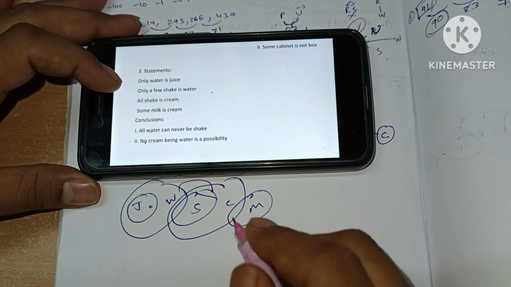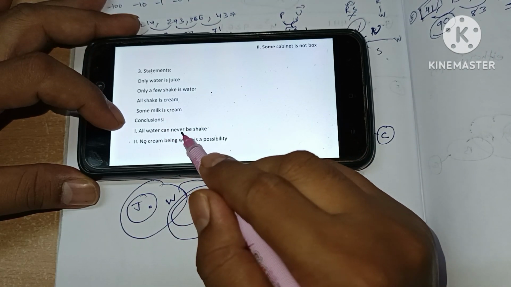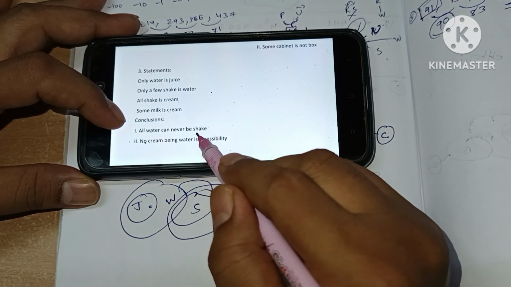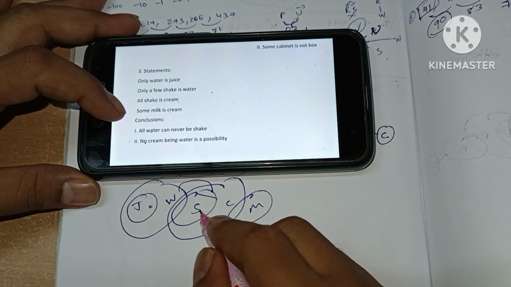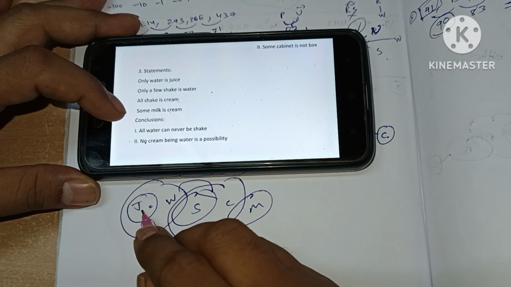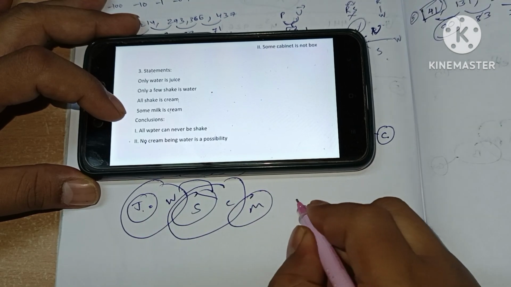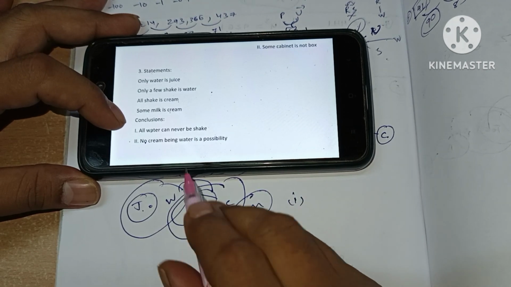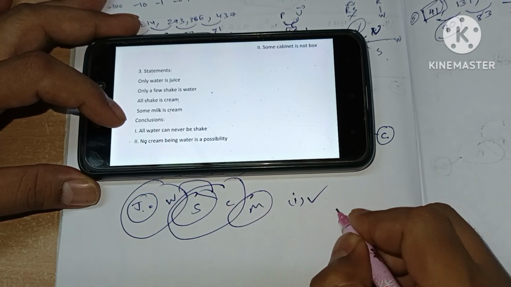Okay, let's see conclusions. First conclusion, all water can never, which means we check all water can be shake. All water can be placed inside shake. It is not possible because juice doesn't share with anything except water. So in the first conclusion, the all case fails. All case fails means all never case will be true.